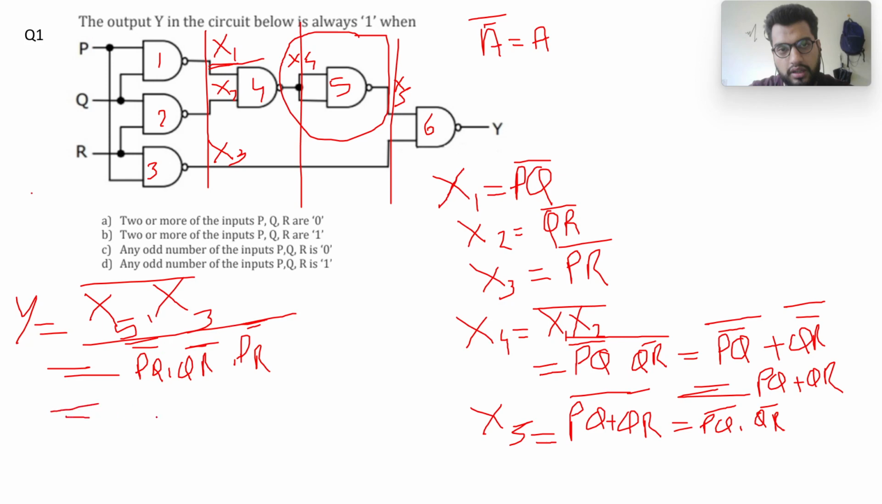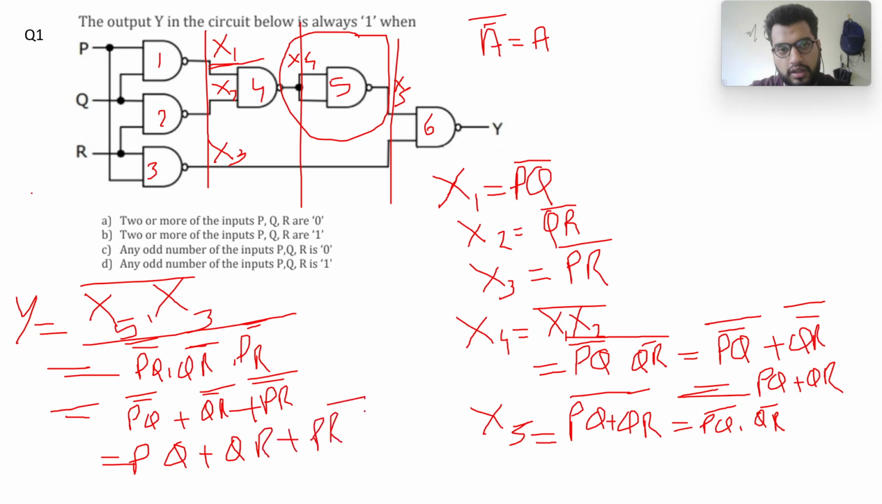And now I'm using De Morgan's law. It will be PQ complement complement plus QR complement complement plus PR complement complement. So it is ultimately equal to PQ plus QR plus PR. So this is my final expression. And if you look at the options, you need to write down your answer like that.